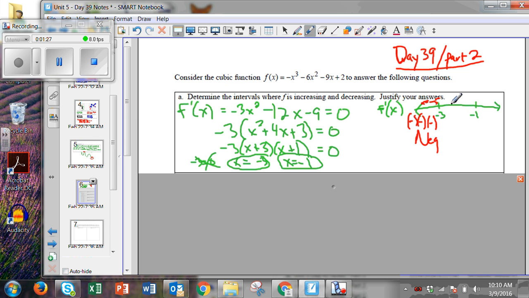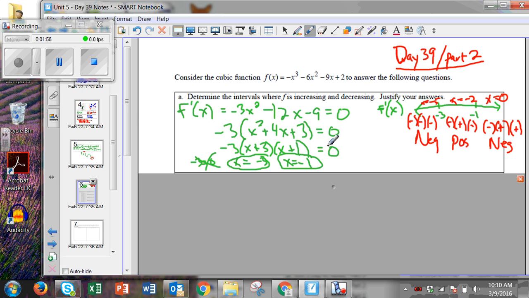Let's pick negative 2. So negative 3 is going to be negative. Negative 2 plus 3 is going to be positive, and then negative 2 plus 1 is going to be negative. Hey, those are an even number of negatives, so it's going to be positive. And then lastly, let's pick x equals 0. So I'm getting negative 3 is negative, 0 plus 3 is positive, 0 plus 1 is positive. So an odd number of negatives makes this whole thing negative.